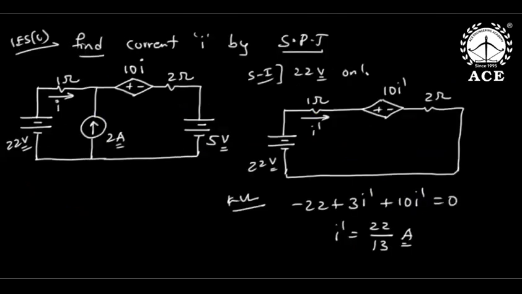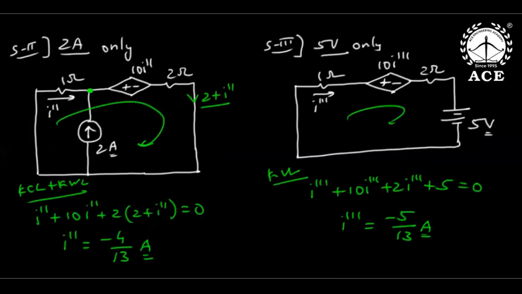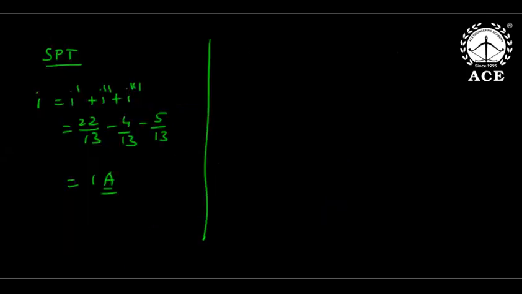Then find current I by using superposition theorem. Here also, though there is one dependent source, the number of subcircuits equals the number of independent sources. So we took first 22 volts only, then I got 22 by 13 amperes. Then I got 2 amperes only, then I got -4 by 13, and I took 5 volts only, I got -5 by 13. Then altogether it is 1 ampere.